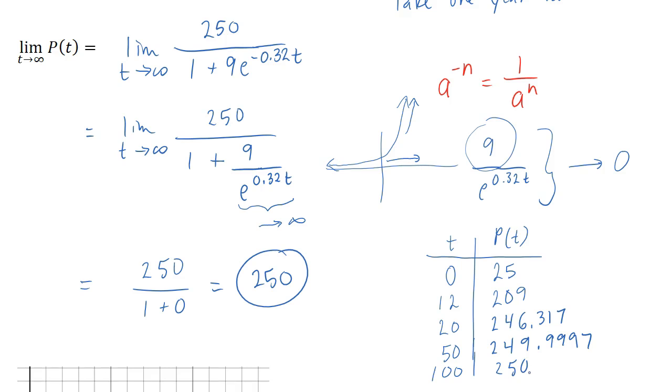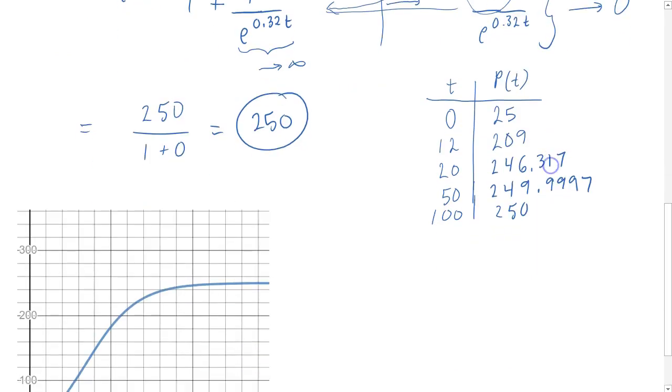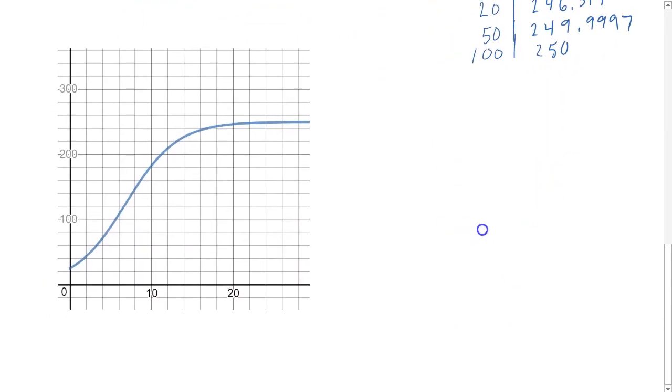So what does that mean? Let's just look at the graph too. Here's a graph of our function that I did on Desmos. So notice a couple things. Here at time 0, it looks like my population is 25. So we started with 25 trout. We looked at the population after 1 year. So 1 year is 12 months. That's going to be right here. So notice the trout population was about 209.